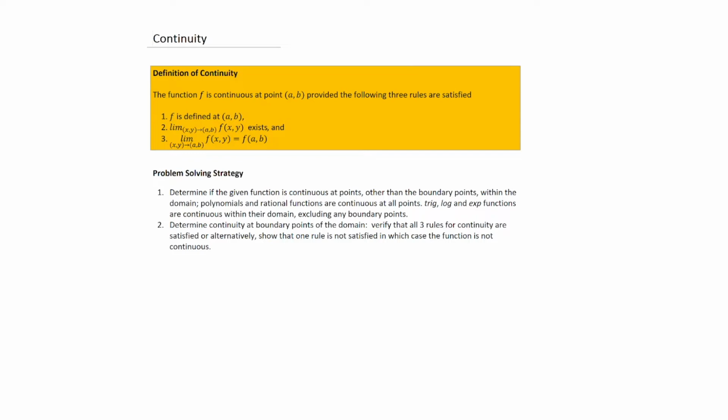So the problem-solving strategy is as follows. First, determine if the given function is continuous at points other than boundary points within the domain. We know that polynomials and rational functions are continuous at all points. Trig, log, and exponential functions are continuous within their domain, excluding any boundary points. For instance, for a log function, you would have to make sure that the argument is greater than 0, otherwise it has no meaning. Then we determine the continuity at boundary points of the domain, and here we need to verify that all three rules for continuity are satisfied, or alternatively show that one rule is not satisfied, in which case the function is not continuous.